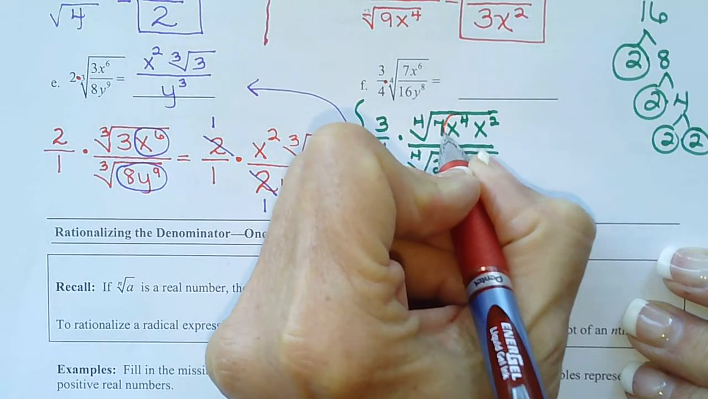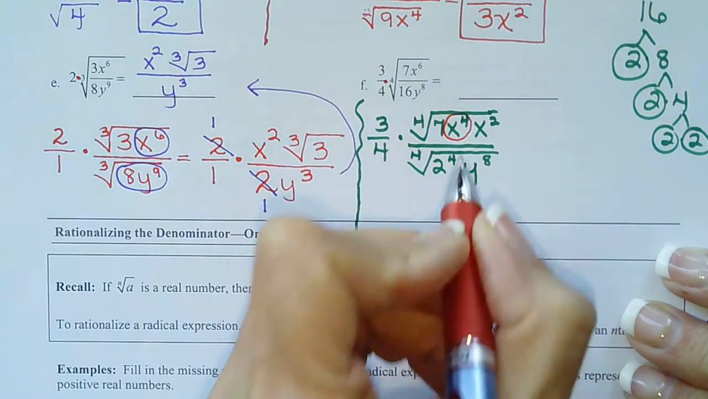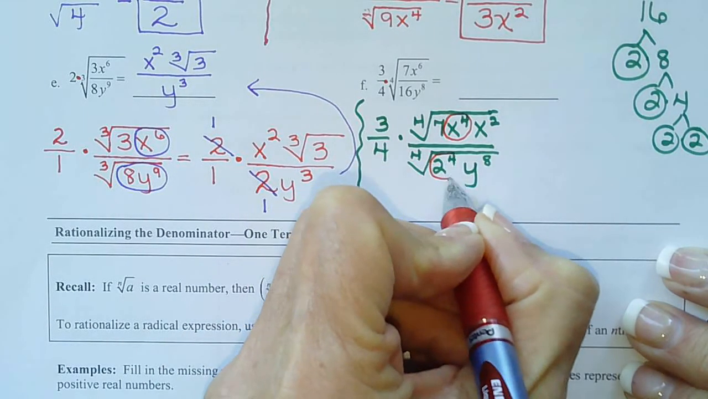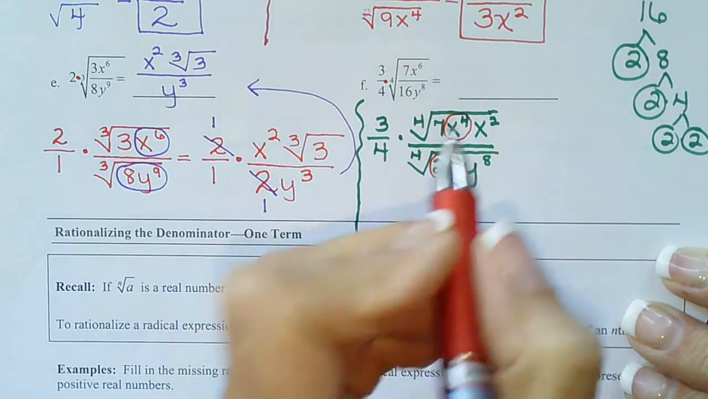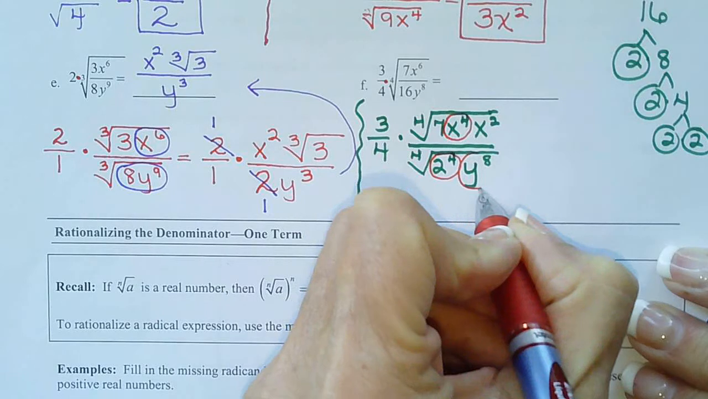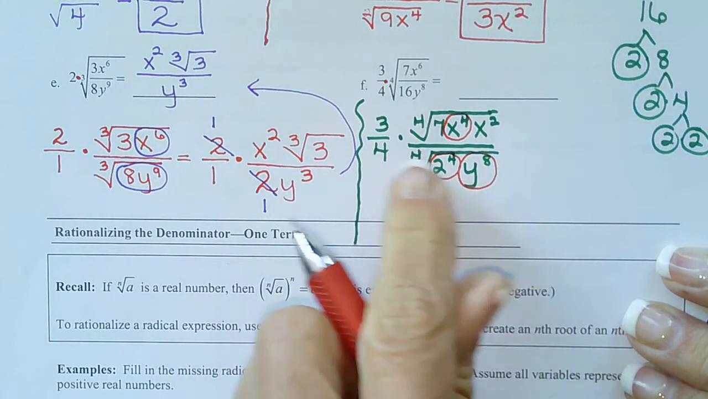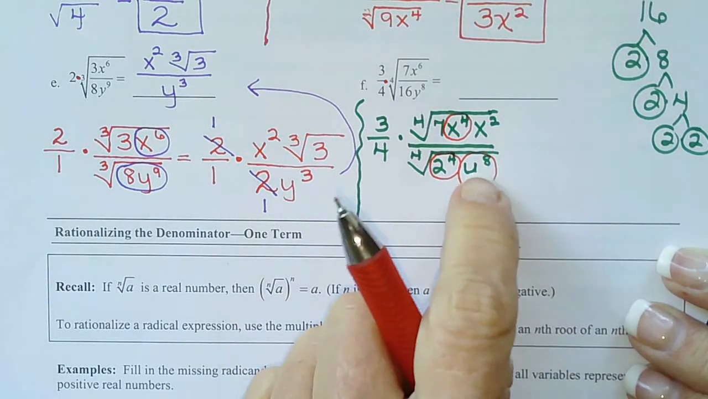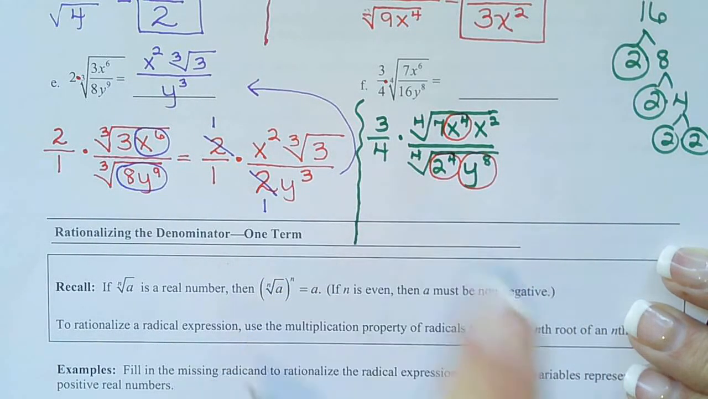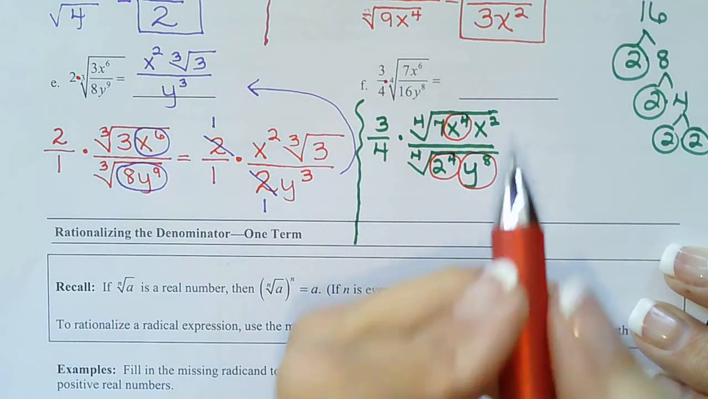4 x's can come out as a single x. 4 2's can come out as a single 2. And 8 divided by 4, 8 y's come out as 2 y's. 8 divided by 4, y to the second.